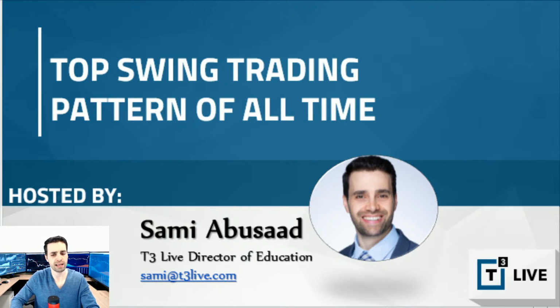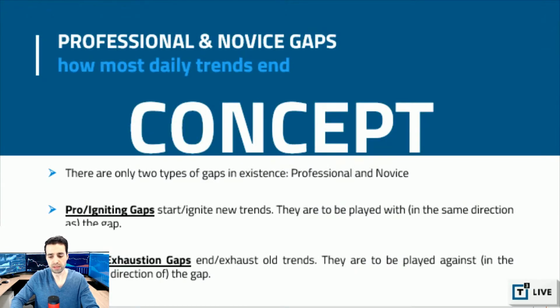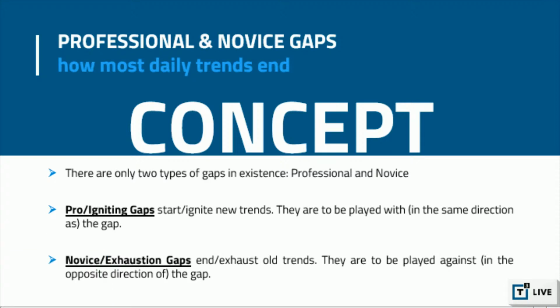So here's what I said this weekend, basically. First, there are two types of gaps. I'm going to take the camera down just for a second so I don't block anything. There are only two types of gaps in existence, professional and novice. Pro-igniting gaps ignite new trends. They are to be played in the same direction as the gap. You want to play them with the gap, not against it. So if it's a gap up, you want to look to play it long. If it's a gap down, you want to look to play it short.